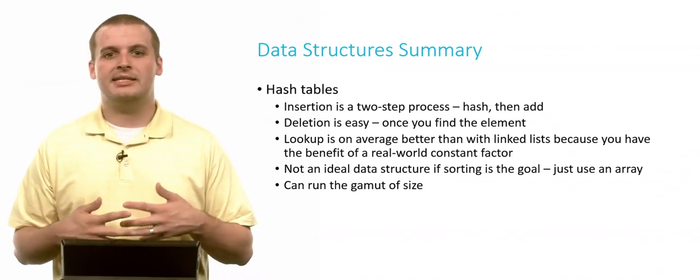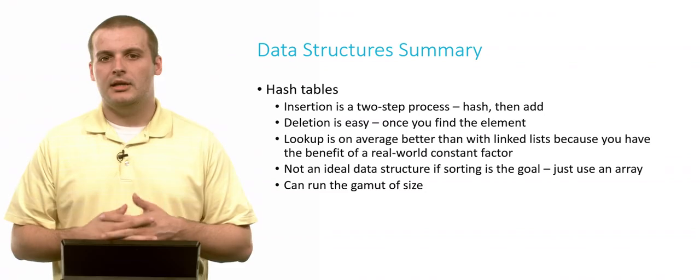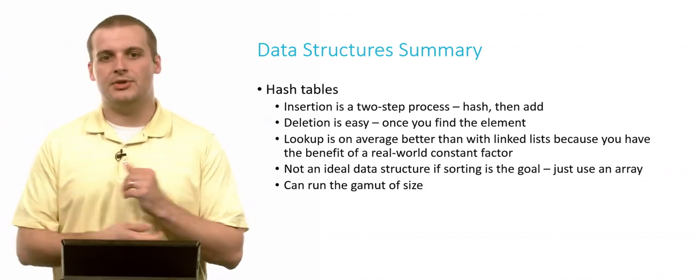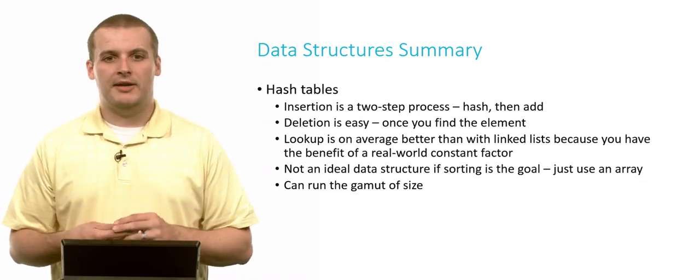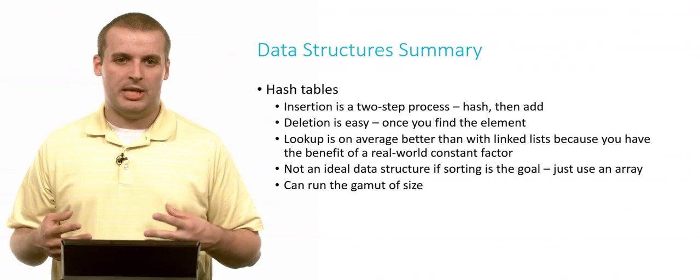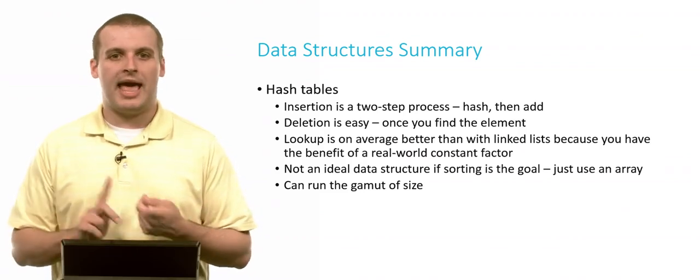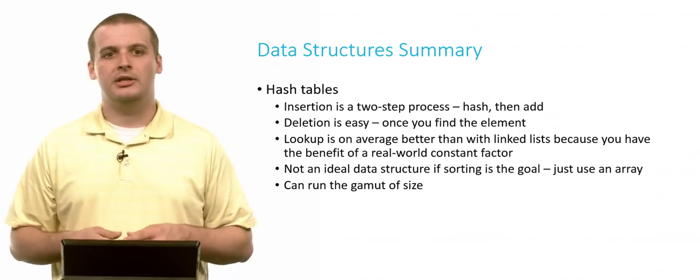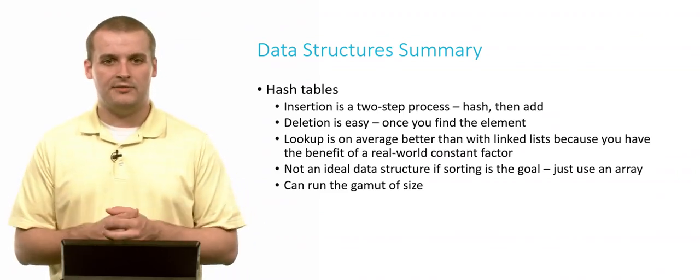Deletion, similar to linked list, is easy once you find the element. You have to find it first, but then when you delete it, you just need to exchange a couple of pointers if you're using separate chaining. If you're using probing or if you're not using chaining at all in your hash table, deletion is actually really easy. All you need to do is hash the data and then go to that location. And assuming you don't have any collisions, you'll be able to delete very quickly.